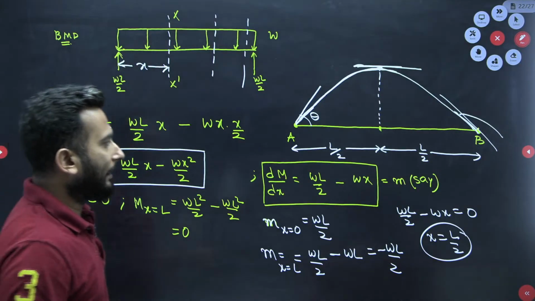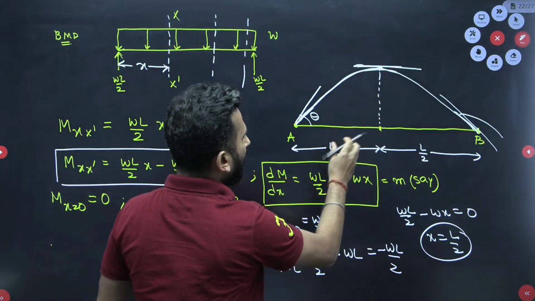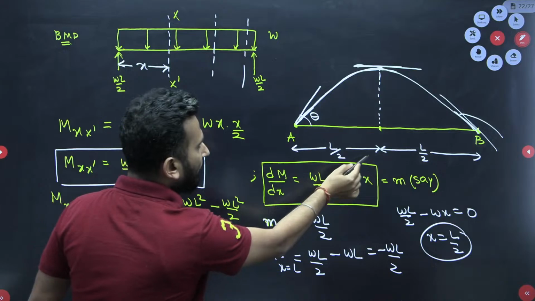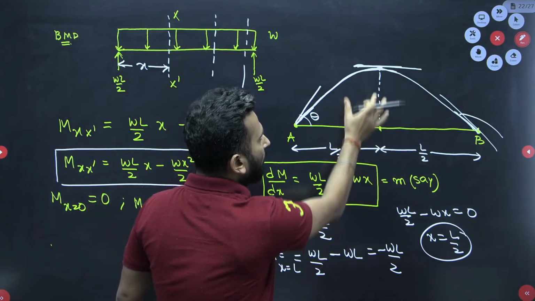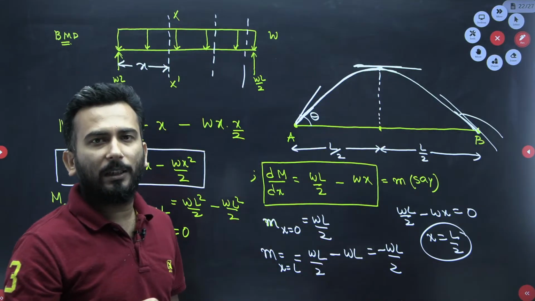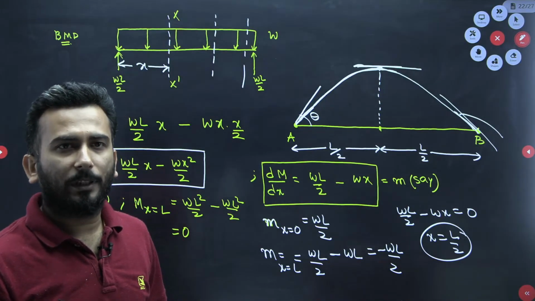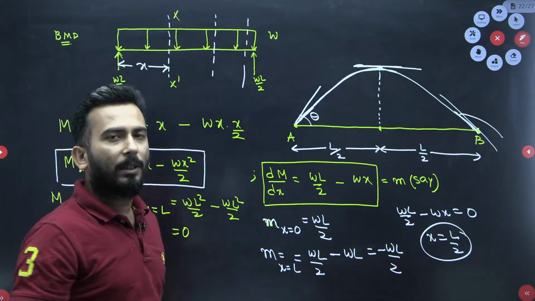And one more thing, what is the maximum value here? In the bending moment equation, you simply substitute. At x equal to L by 2, the slope is 0, and you know that only at a stationary point the function gives either a maxima or a minima. Over here it is giving a maxima. So what is the value?